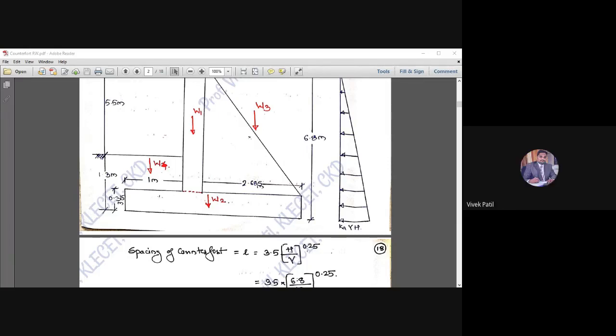People, where will it be acting? Center, sir. Rajanya, where will it be acting? 1/3 of base, sir. Ravi Kumar, where will it be acting? 1/3 of 8, sir.